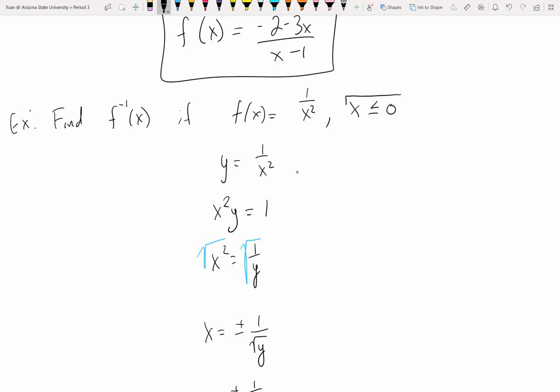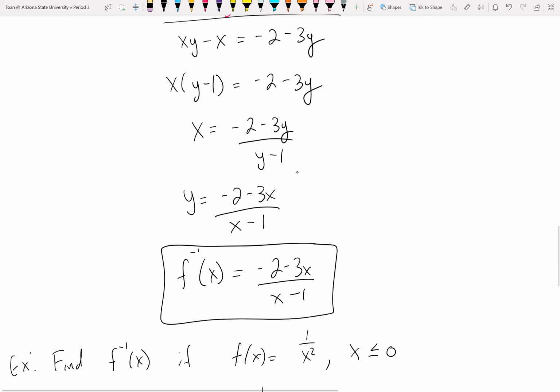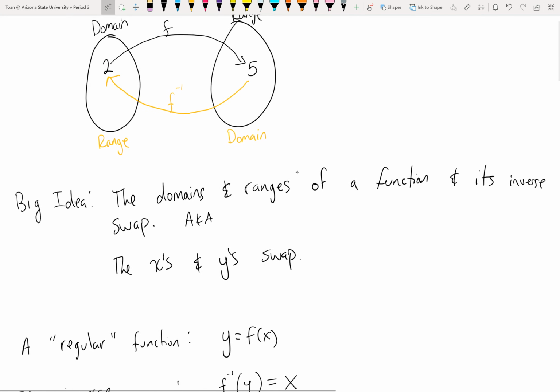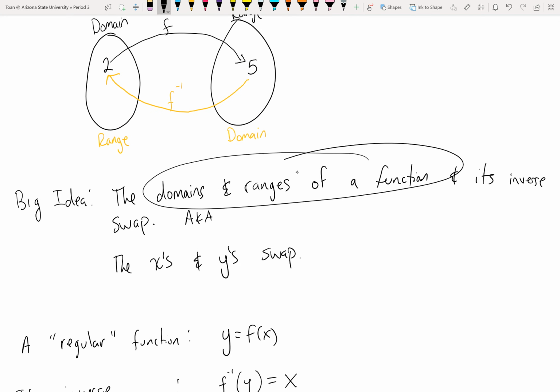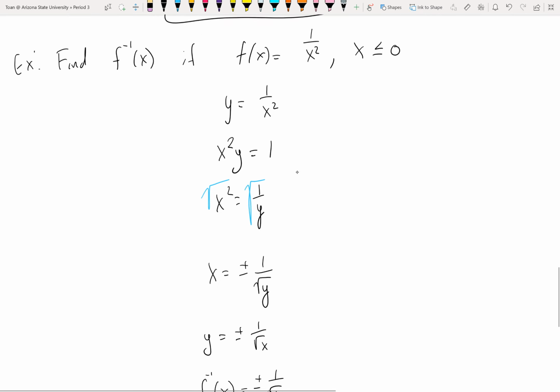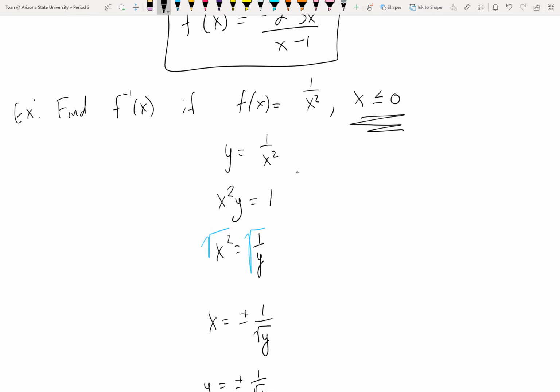You take a look at the original domain restriction and remember what the big idea was. I'm going to scroll all the way up, but I'll scroll back down. The main idea of inverses is that the domains and range swap. So, I know at the very beginning of this problem, they restricted my domains. My domain is less than or equal to 0.